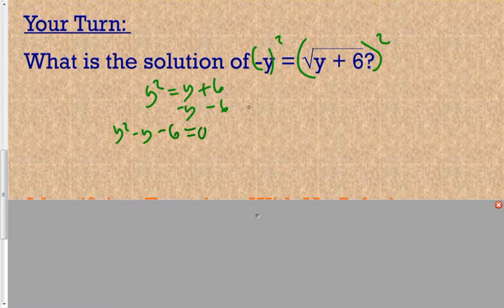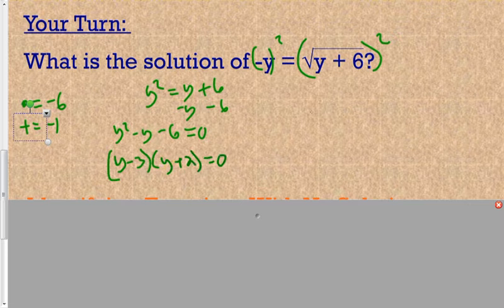Okay, so we want something that multiplies to equal negative 6 and adds to equal negative 1. That would be negative 3 and 2. So we have y minus 3, y plus 2 equal to 0. So our two y values are positive 3 and negative 2 if you set them each equal to 0. So let's plug it in and check. Let's plug in 3. Square root of 3 plus 6 is 9. Square root of 9 would either be 3 or negative 3. Okay? Now that works. Plug in negative 2.